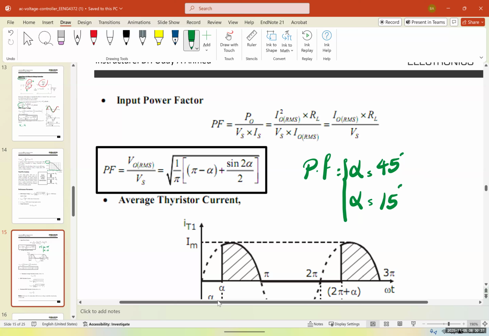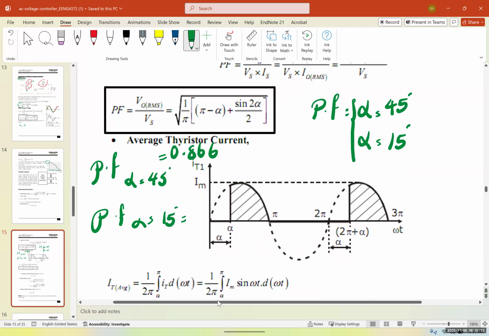Good. Tyler, did you solve it? So power factor for alpha equal to 45 degrees is point. Perfect. And what about the second one? What do you have? Yeah. So it should be less than that, probably 0.9 or something. Okay.